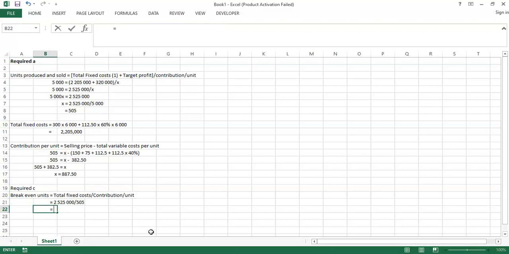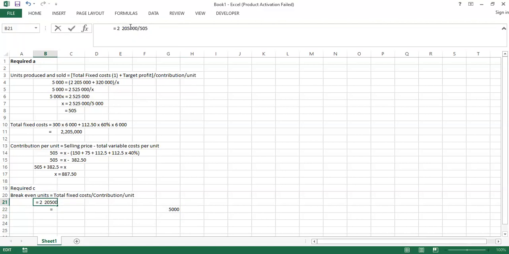This is what we call cheating a question. This is what we have done here. So 2525,123 divided by 505, then we get our 5,000 units. Oh, sorry, no. Not this here. We had included target profit. Sorry, so it's not 2525. We need just the fixed cost. So the fixed costs are 2205. My bad. I'm wondering now why we are getting the same units as for that target profit.